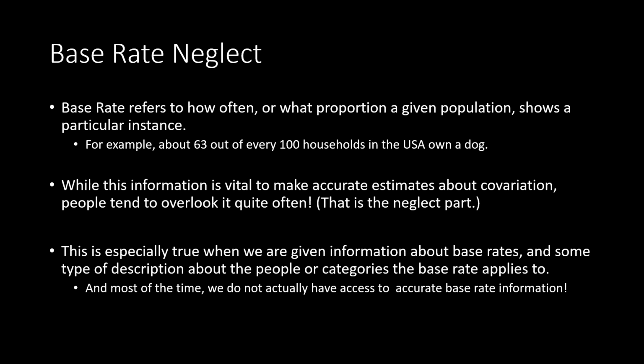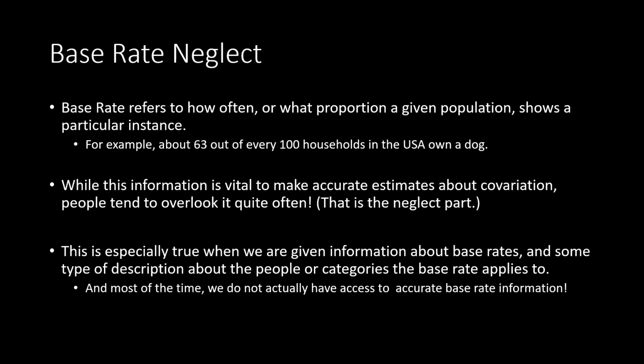Now, this information is really quite vital to make accurate estimations about covariation, because remember how I talked about, if you're only using information that's immediately available to you to make conclusions about covariation, ultimately it'll be limited by the data that is coming in. And a lot of times we don't look at what the general rates are that things happen in the world, because that's an important part of making estimates about covariation. And we ultimately tend to overlook this a lot, which is why this is called base rate neglect.